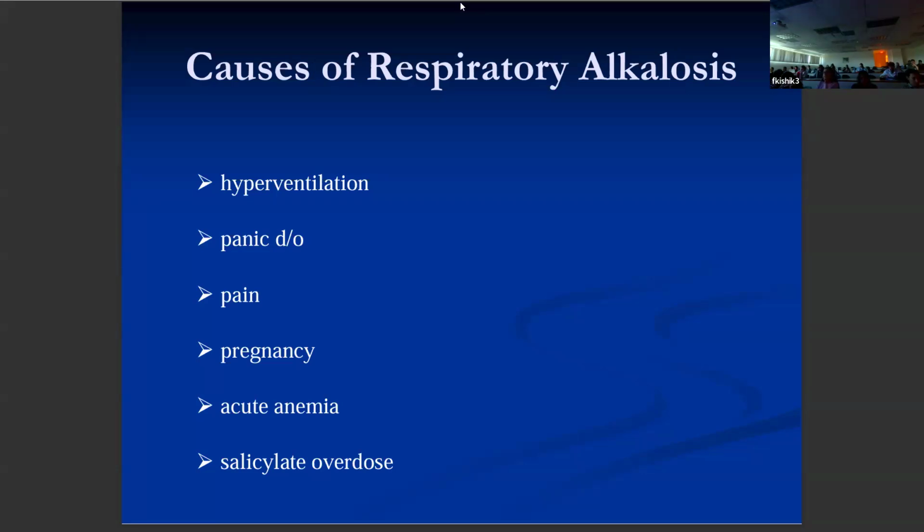Everybody's good? Okay. Again, you could memorize the causes of alkalosis, but you could theorize it. So if you hyperventilate, you're blowing off all your CO2, right? You're going to raise your pH. Anybody panics, pregnancy, acute anemia, salicylate overdose. They're usually tachycardic, tachypneic.